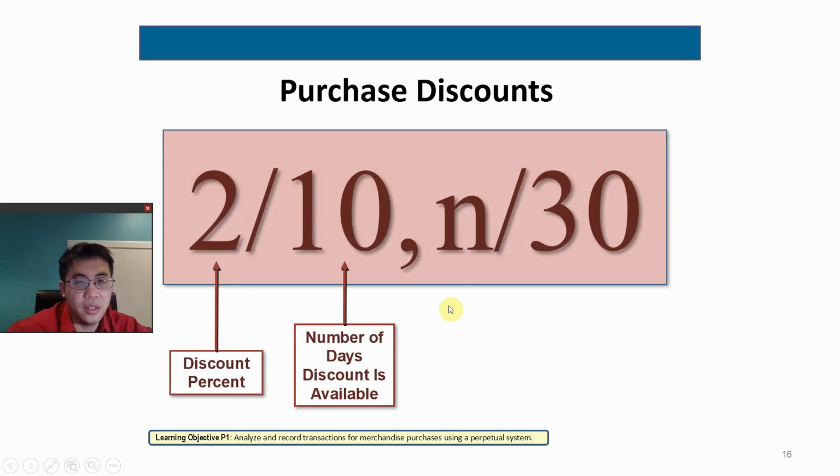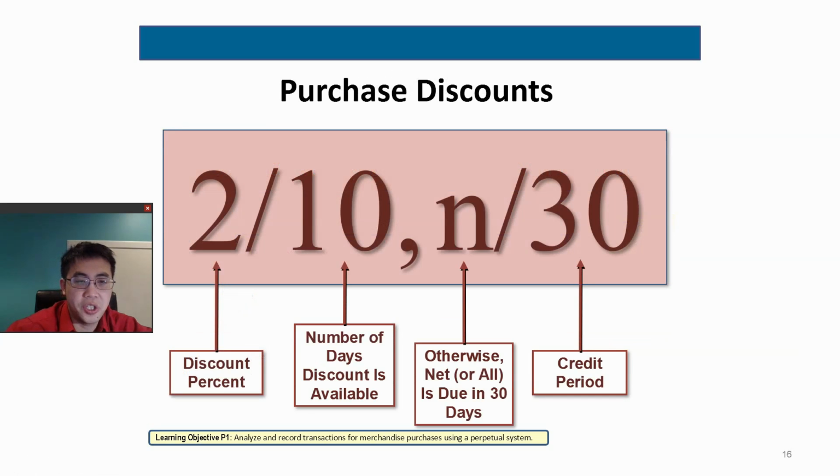So here is the form of describing the purchase discounts. You have two ratio-like fractions. The first one is 2 over 10. So 2 means 2%. 2% would be the discount amount if the payment is made within 10 days after the purchase. So if you pay within 10 days, you get a 2% discount. And if you pay within 30 days and over 10 days, then you would pay the whole bill. If you pay over 30 days, that's not allowed, or otherwise it's called a default payment.